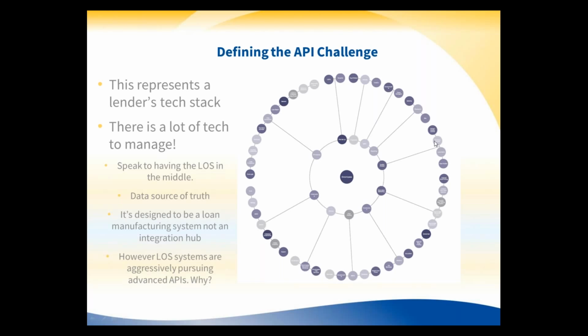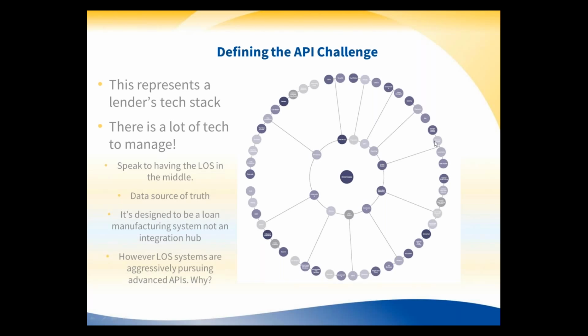Our LOS, our loan origination system, needs to be in the middle, and it needs to talk and communicate to all our various vendors to really have an integrated, seamless process, both internally and externally. It just makes everybody's life easier, to be honest. But it is a lot of technology to manage. So having a crucial API strategy in place is where the industry is going.